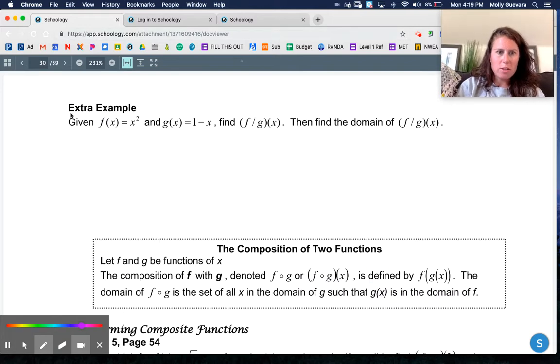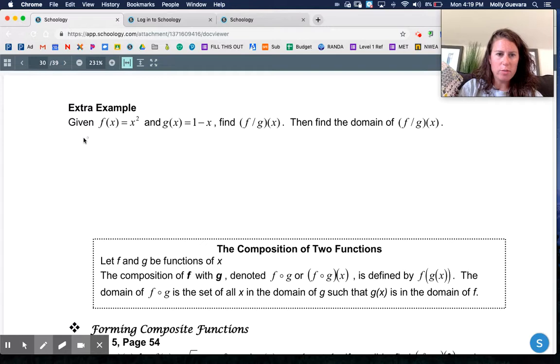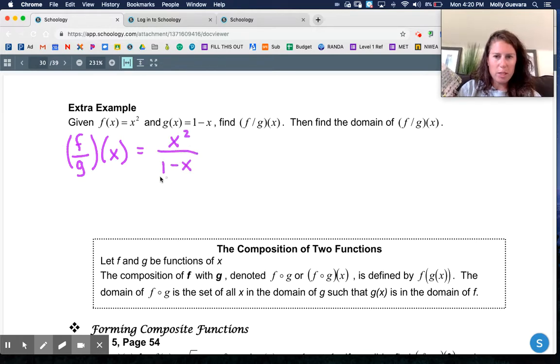Hopefully you gave this a try here. So we have f over g, so that's really important to note, is that in this problem, the f is going to be on top, and the g is going to be on bottom. Okay, so my f of x is x squared, my g of x is 1 minus x. So that part should be really quick.